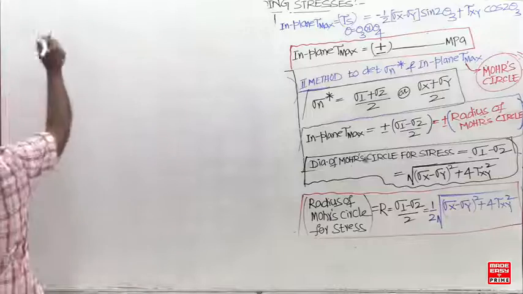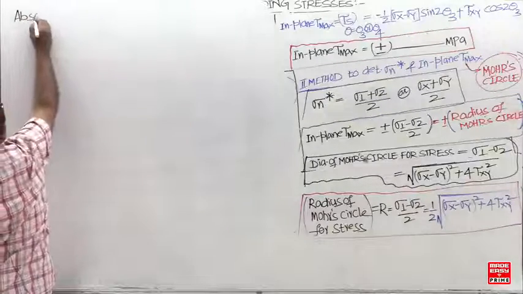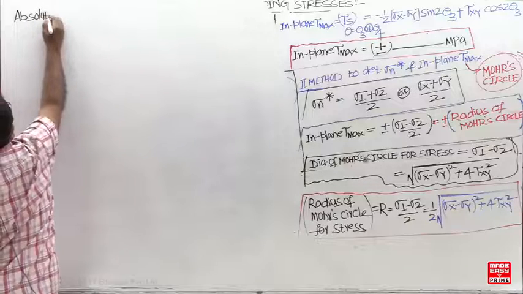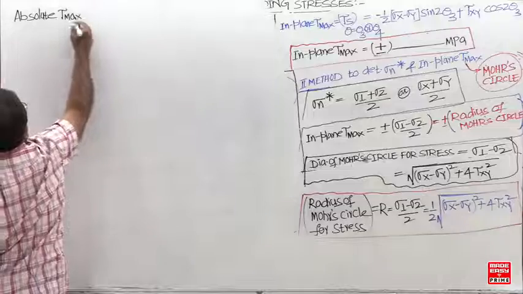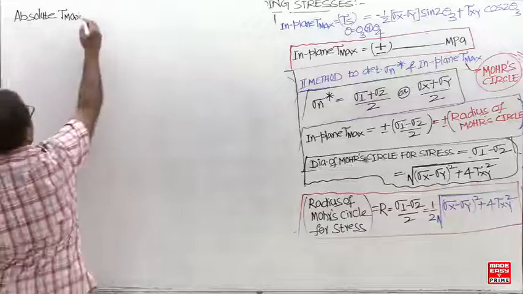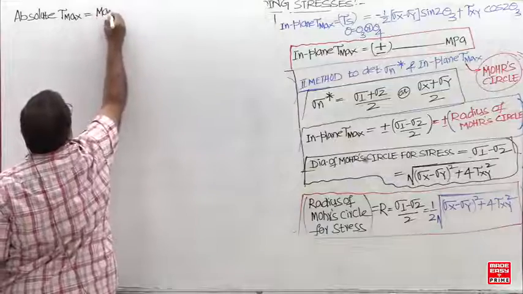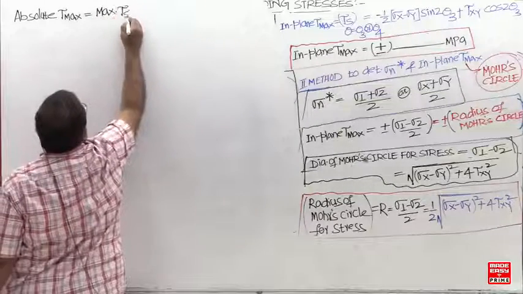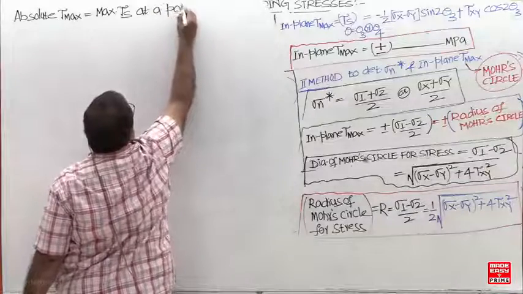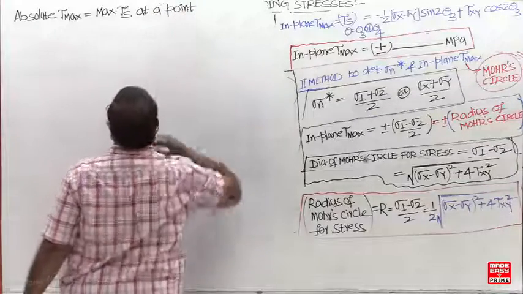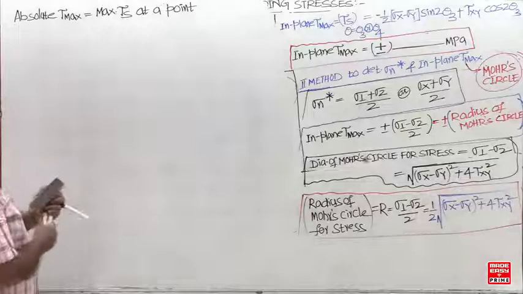Next, absolute tau max. Absolute tau max is representing the maximum shear stress at a point. This in-plane and absolute are important concepts. Many times the questions will be there: absolute tau max equals maximum shear stress at a point.